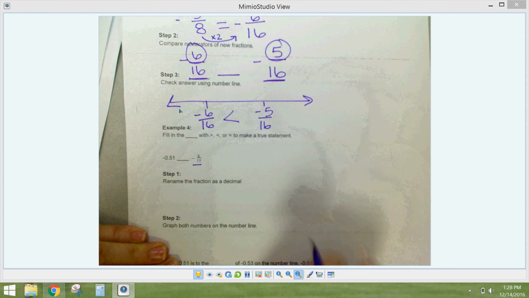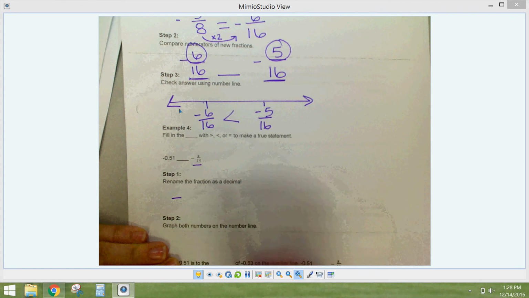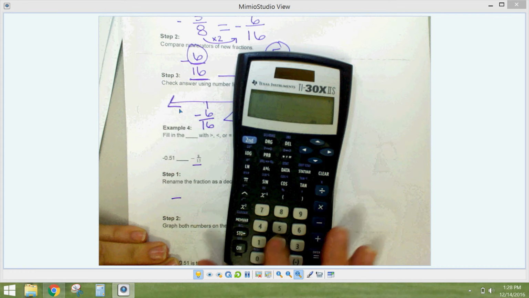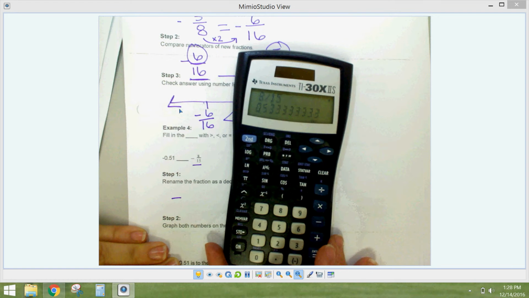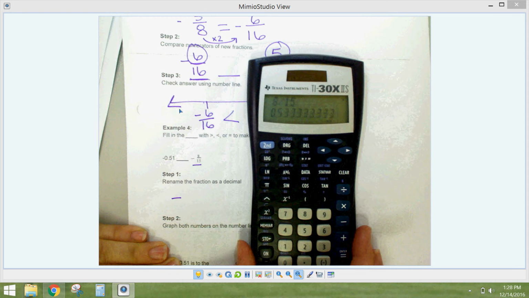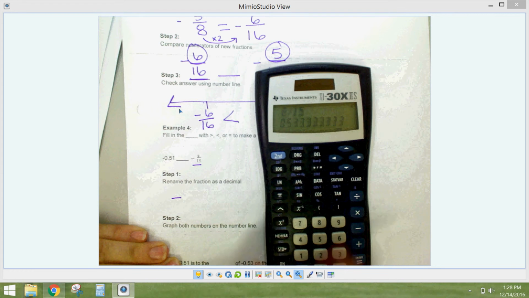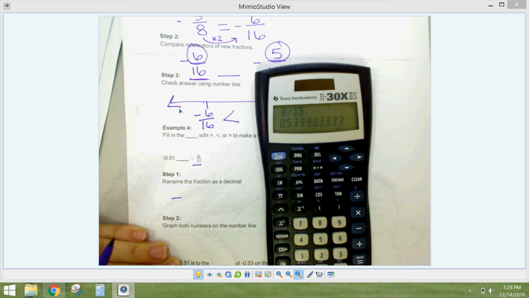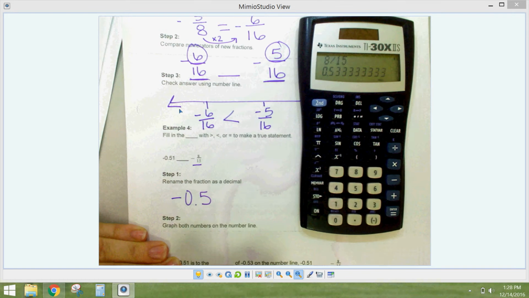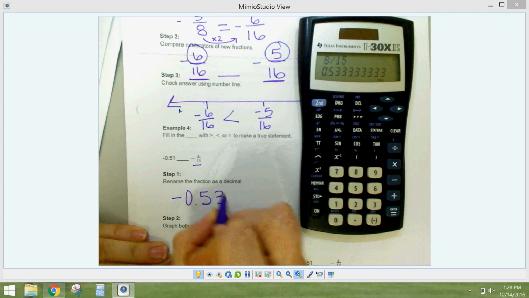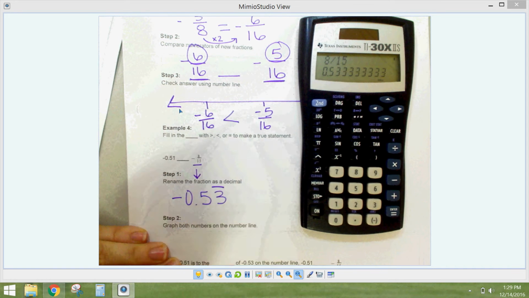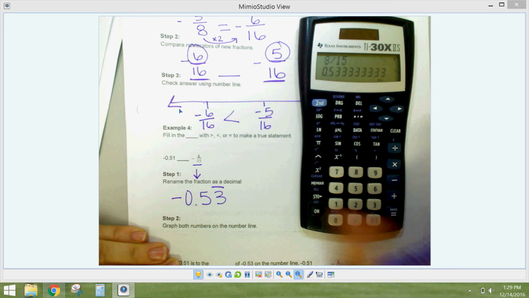This is my only fraction, so I'm going to pull out my negative sign. And then do 8 divided by 15, which equals 0.533333. So think about it for a second. What would I do? I'm going to write 0.5 and then I'm going to add my 3 with the repeating sign over it. Okay, so that is what -8/15 is equal to.